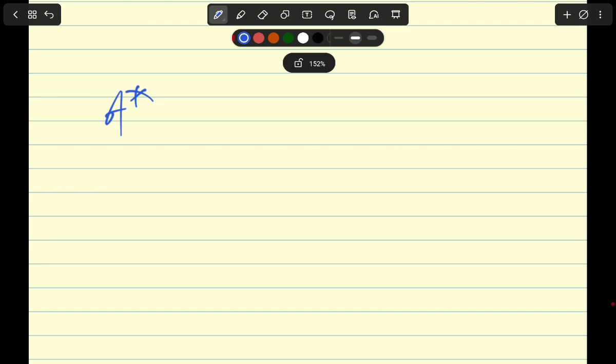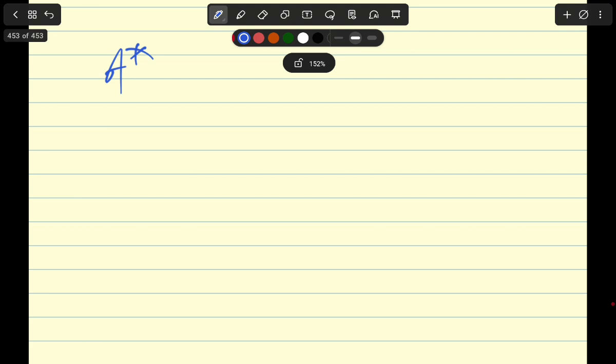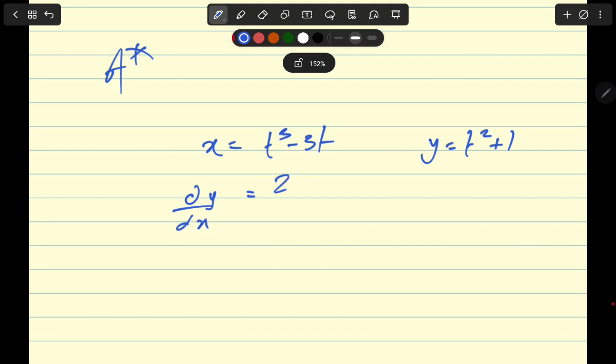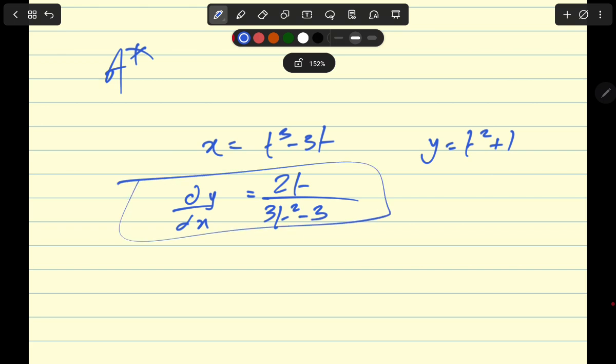Let's now solve the kind of questions that actually appear in P3. Now, when it says find the tangent parallel to the x-axis, suppose x is equal to t cubed minus 3t and y is equal to t squared plus 1. So dy by dx is going to be equal to dy by dt, which is 2t, over dx by dt, which is 3t squared minus 3, right? So this is the differential in terms of t.